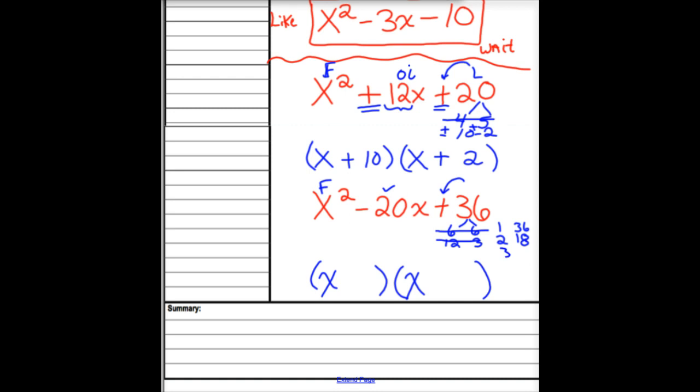Does 3 go in there? Yes, it goes in 12 times. Does 4 go in there? Yes, it goes in 9 times. Does 5 go in there? No. Does 6 go in there? Yes. And you'll notice if I build them up from 1 to 2 to 3, I'll have all the factors listed. And then I'm looking for the pair that when I combine them, I get that 20.